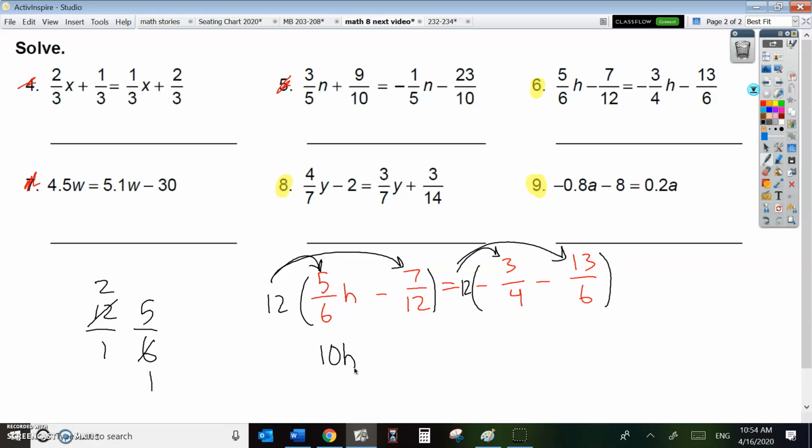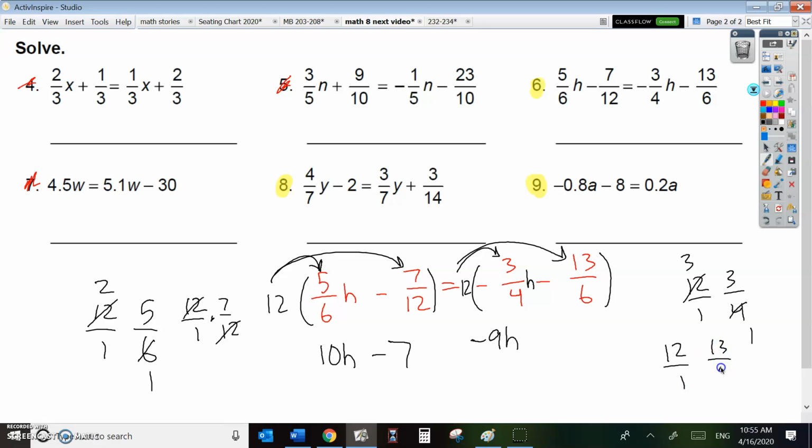And then do 12 times 7 over 12. The 12s cancel and you get 7. And then do 12 times 3/4. Cancel, you get 3. 1. 3 times 3 is 9. I forgot to put the h in there. So it's minus 9h. And then 12 times 13 over 6. Cancel, you get 2 and 1. 2 times 13 is negative 26. Put your equal sign in there.